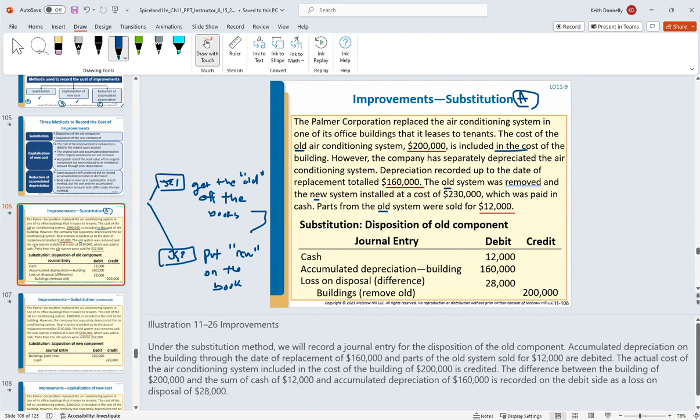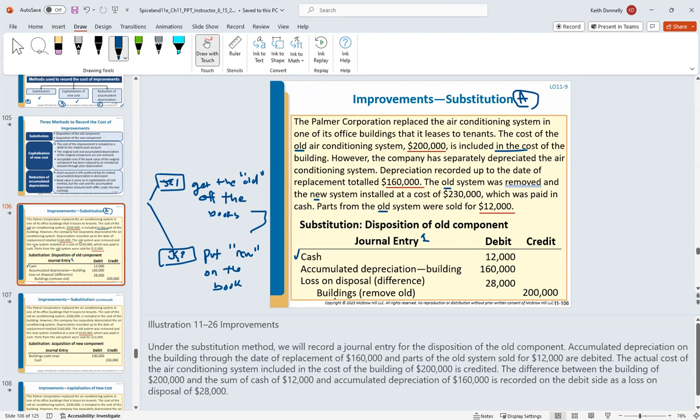So we're looking at option A here, substitution. We have journal entry 1 where we have to get the old one off the books. I underlined old with all that. So one of the things is parts from the old were sold for cash, $12,000. That's great.